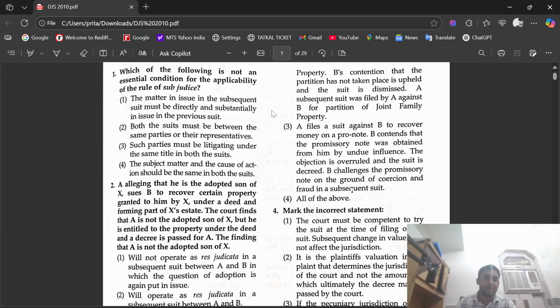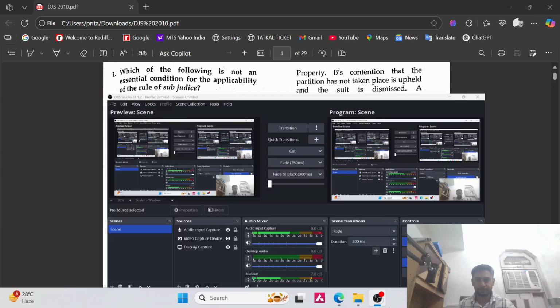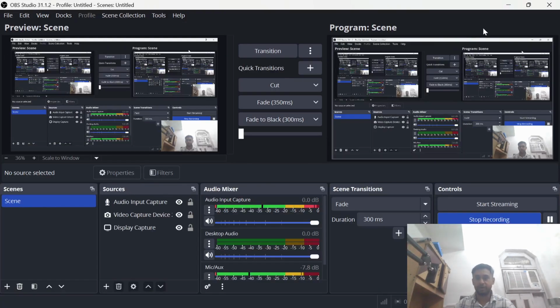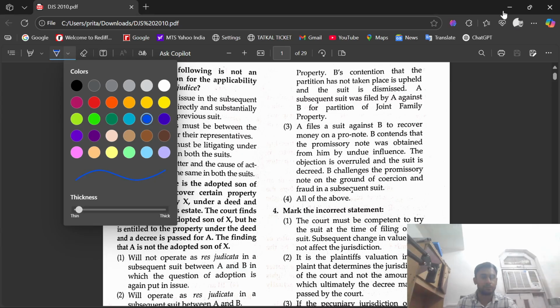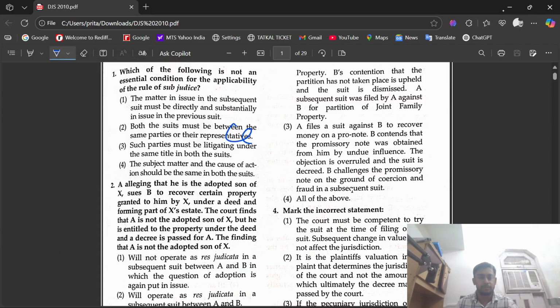Okay, leave it. So I start with question number one. Which of the following is not an essential condition for the applicability of the rule of res sub judice? Let me check whether I am audible or not. Hello, yeah, it's working. Which of the following is not an essential condition for the applicability of the rule of res sub judice? The right answer is: the subject matter and cause of action should be the same in both the suits.